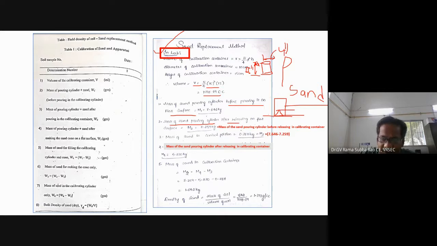Before releasing and after releasing. Before releasing, M1 is 7.646 kg. After releasing on the flat surface, it is 7.259 kg. Now, what is the mass of the sand in the conical portion?